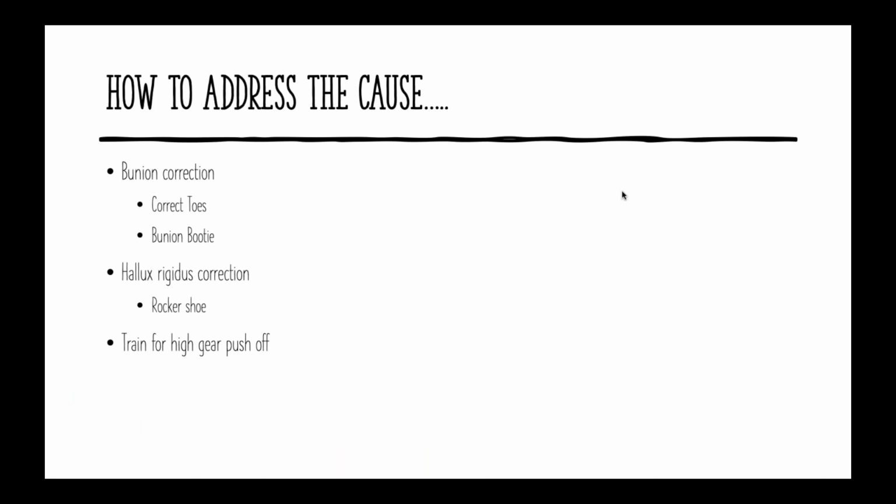Now, the way that you want to start to address this: fix the bunion, correct toes, bunion booty, just like before. If it's hallux rigidus, rocker shoe, just like before, and then train for a high gear push off. I use rocker shoes to do that.